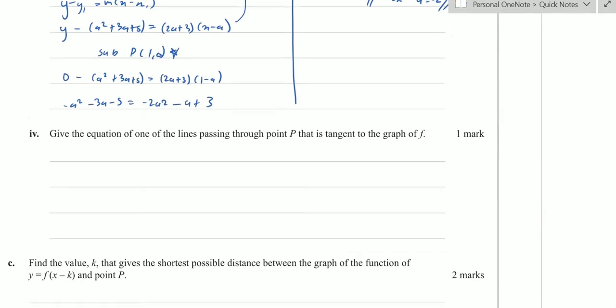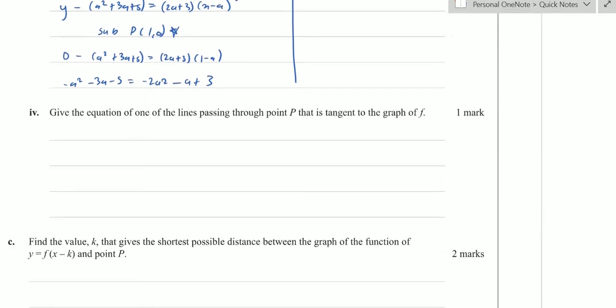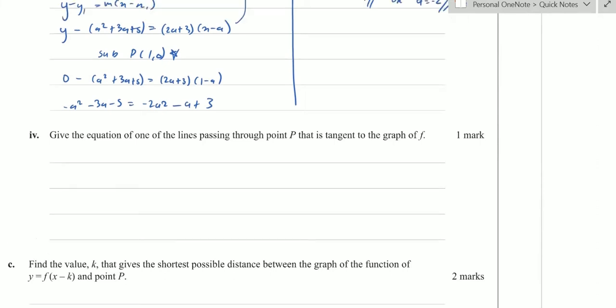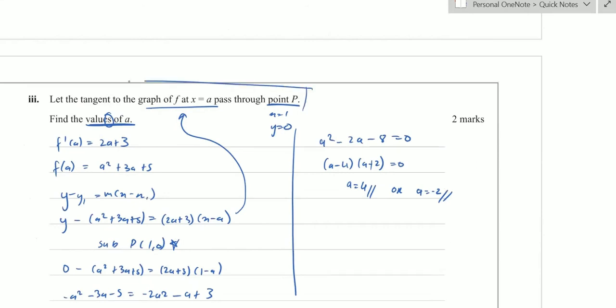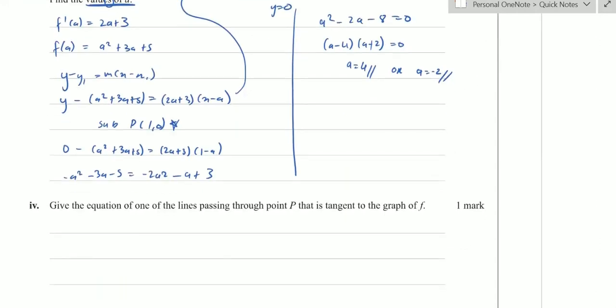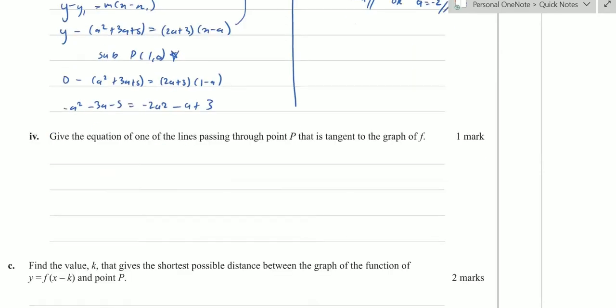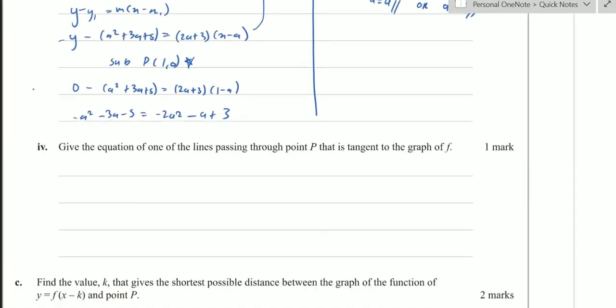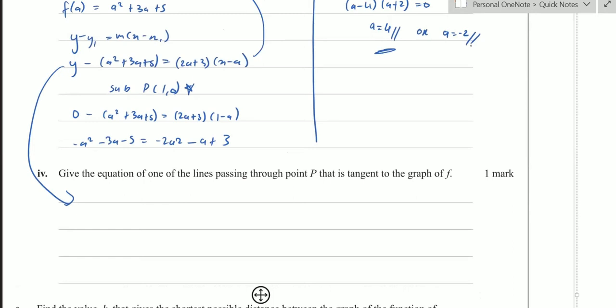So that's that question. So next question, give an equation of one of the lines passing through the point P that is a tangent to the graph of f. So the question here literally asked us to find A values for this. It literally asked us to find points on the graph where the tangent goes through the point P. So all we have to do for this question is take our tangent equation and sub in either value of A. So it's only asking for one.